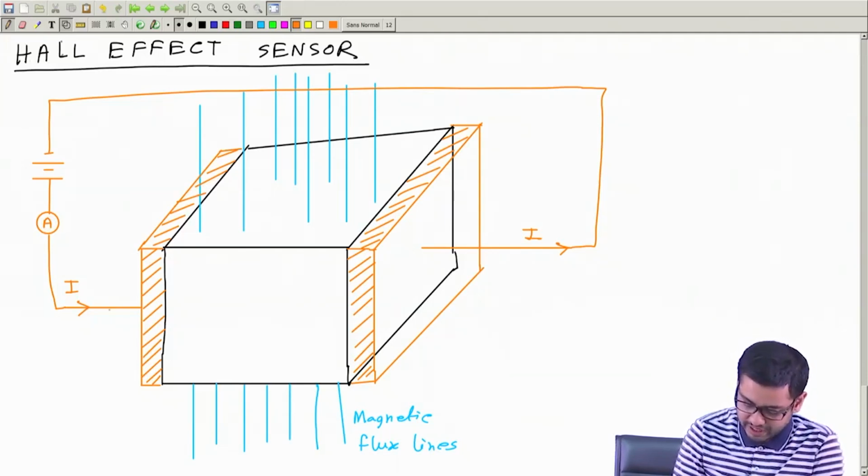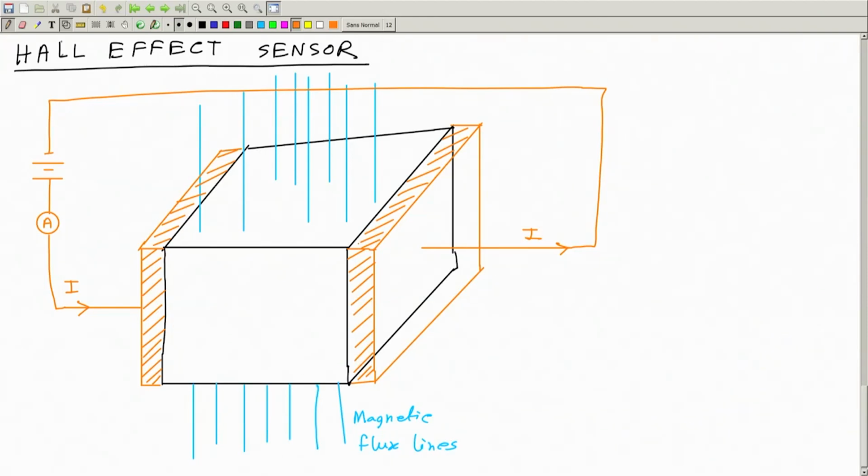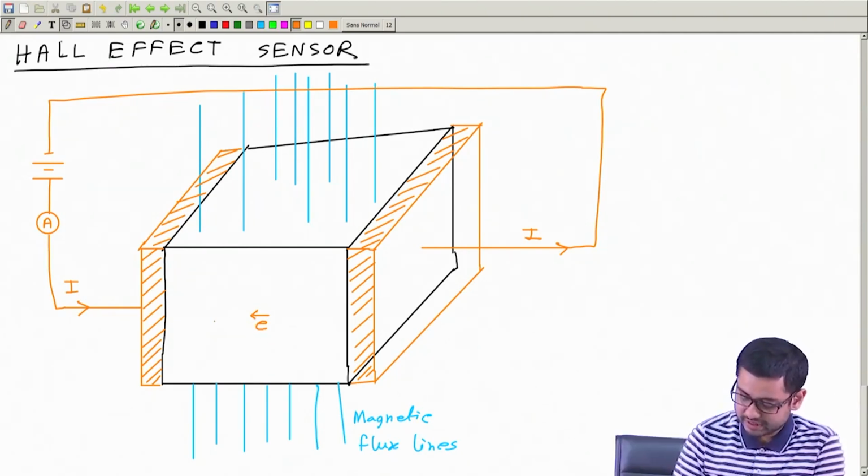Okay, now charge is flowing from left to right through this block, and that means also the electrons are flowing from right to left. So now when these charged particles, say electrons, are flowing through a magnetic field, they will experience some force. What kind of a force? That force will be perpendicular to both the direction of this magnetic field and the velocity of these charged particles.